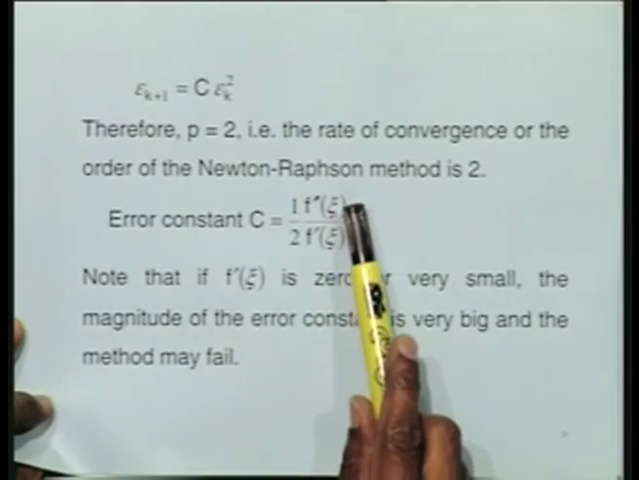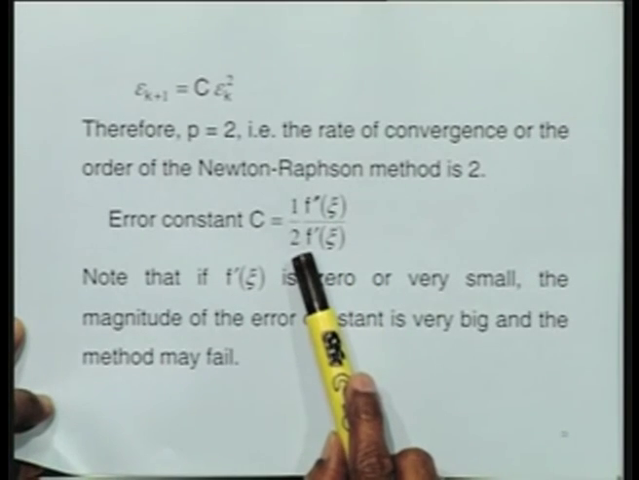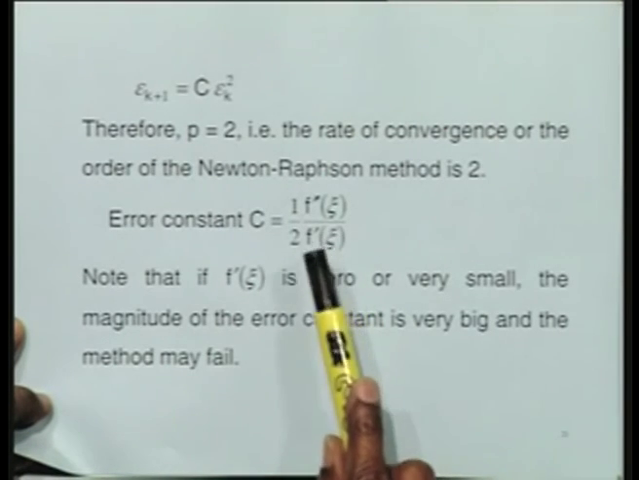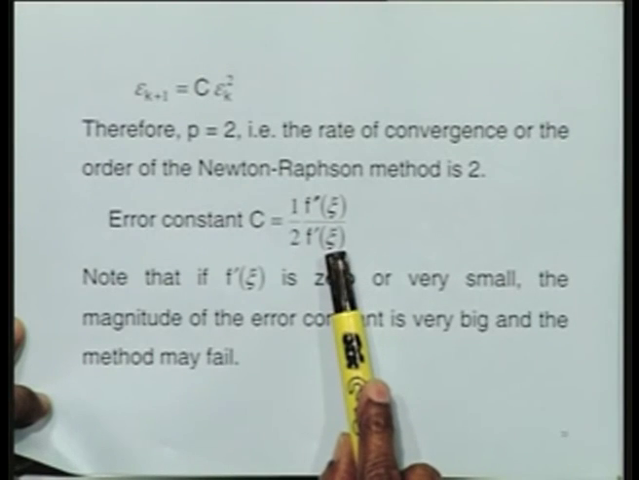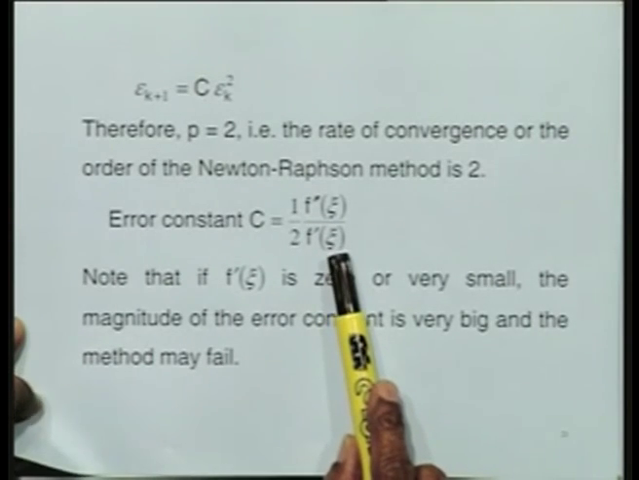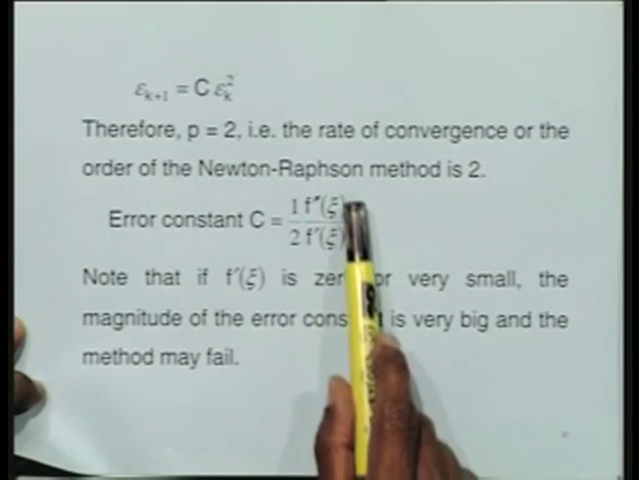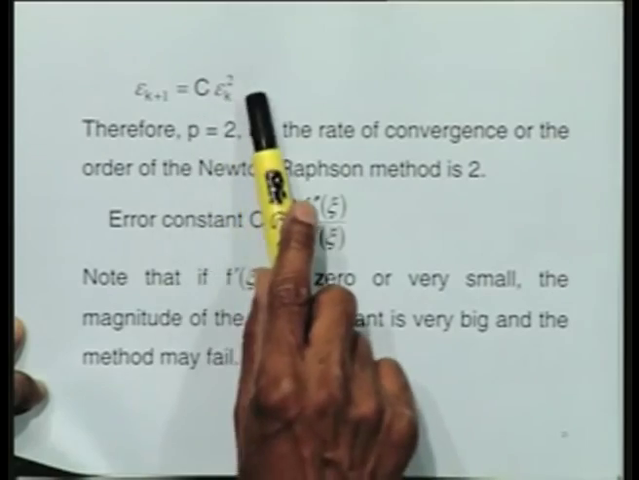As I said earlier, if I look at this error constant, I may be able to say when the iteration may become a little bit slower, or when the errors could initially be big. If you can see that f dash xi is close to 0, that means the slope dy by dx is almost equal to 0, so the graph is cutting the x axis almost horizontally. In that case the error constant will be large but still bounded, and that factor is going to multiply each time.